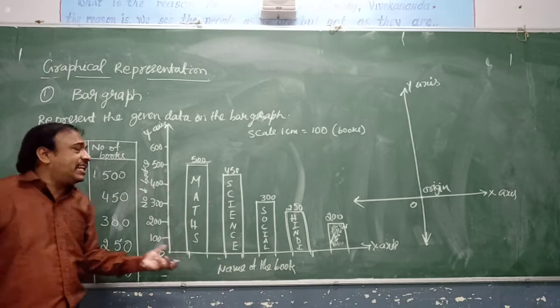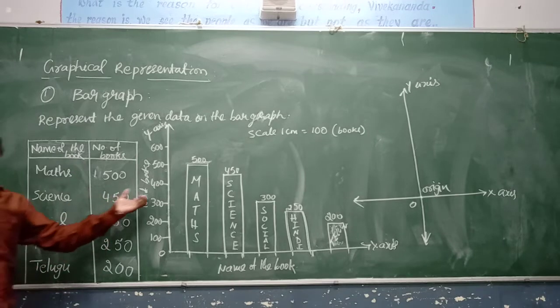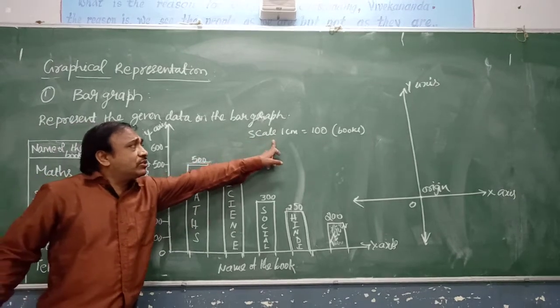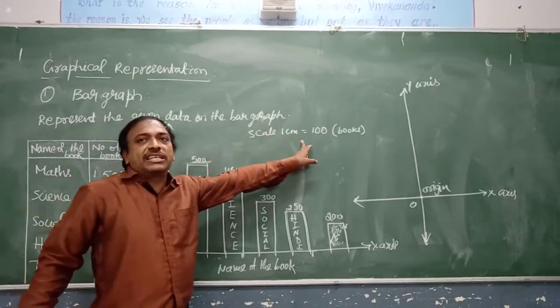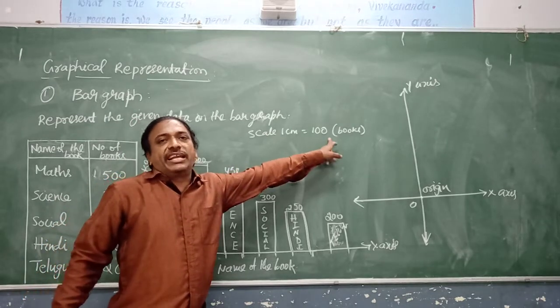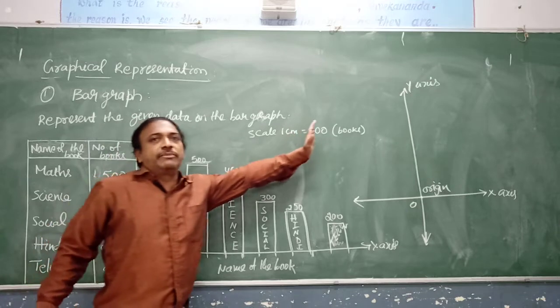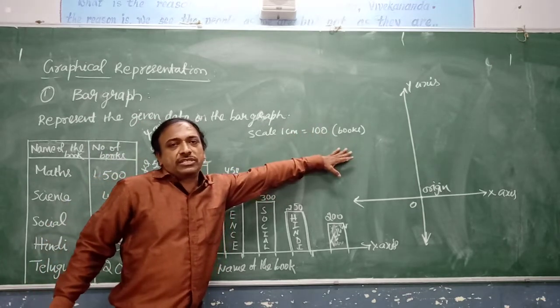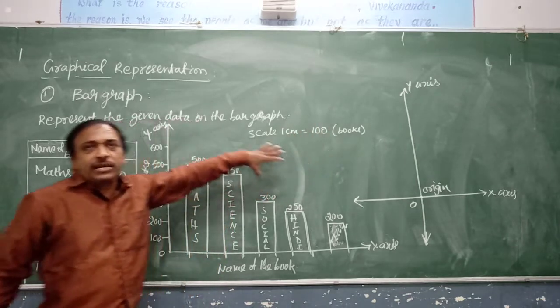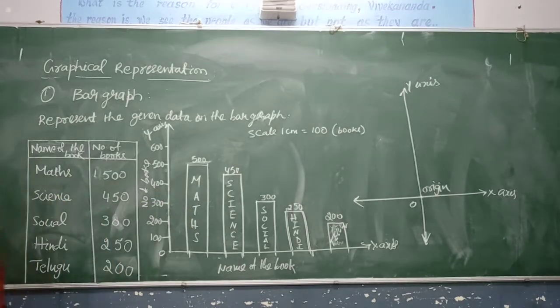While choosing the scale, depending on the data, you have to select the scale. So here we took the scale 1 centimeter equals 100. You can write units because we are representing data. So 1 centimeter equals 100 books. I hope you understood how to represent a bar graph.